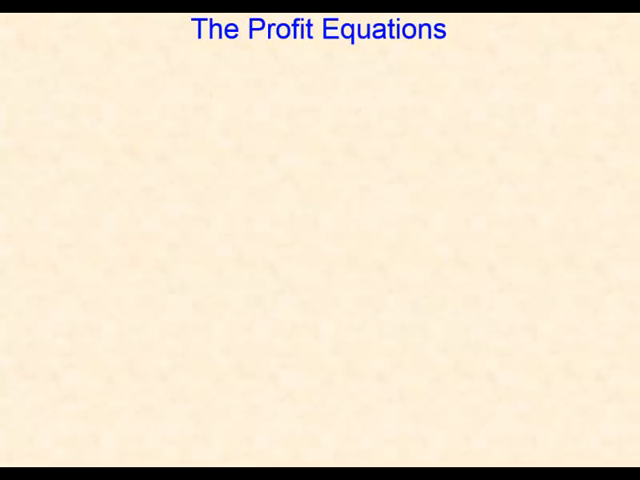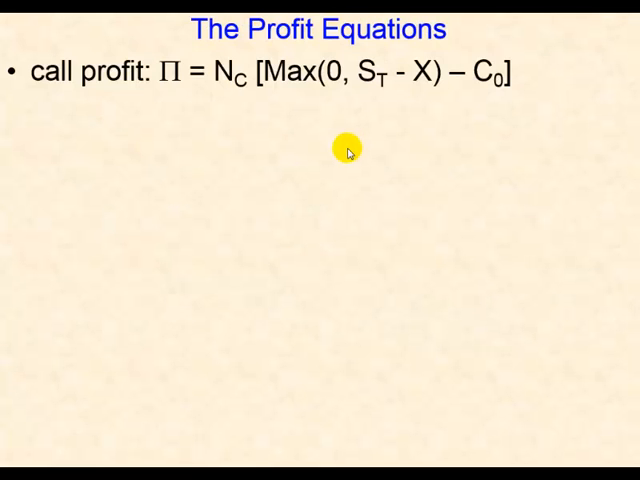Let's examine the profit equations for our strategies. If we buy a call option or write a call option, the profit is given by the following equation. It says the profit is equal to the number of calls in our strategy times the maximum of 0, or S sub T minus X. In other words, that's the intrinsic value of the call minus the call premium we paid at time 0. Or if we're writing calls, the call premium we received at time 0.